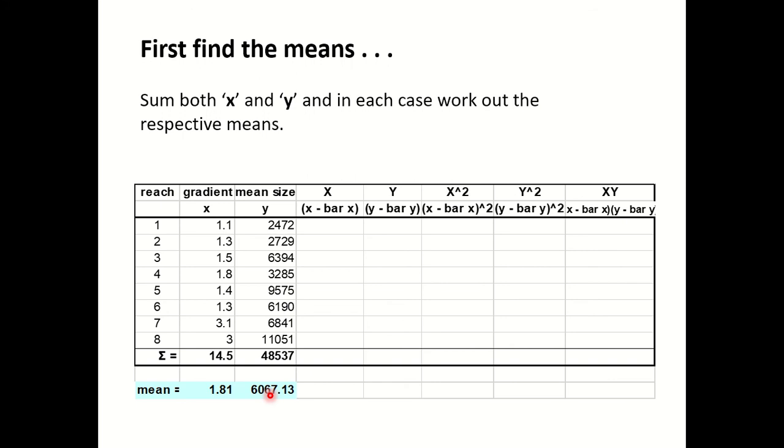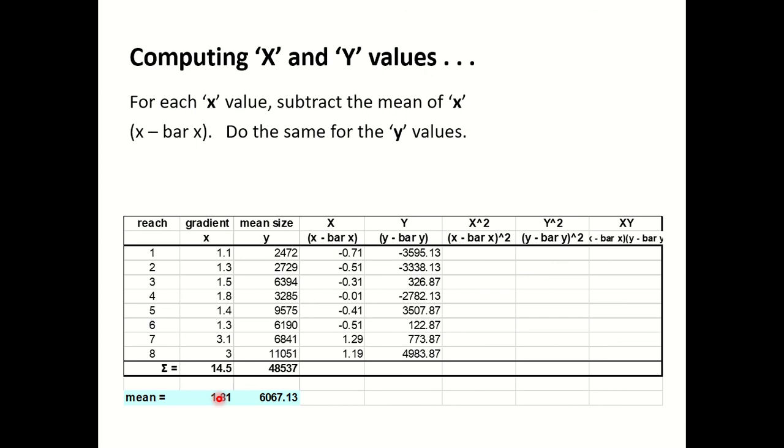Next, we fill in the next column along. x minus bar x. So we're going to take x and take away bar x. 1.1 minus 1.81 is minus 0.71. We're going to do this for both the x and the y columns. So y minus bar y. y, 2472, take away bar y. If you've forgotten, bar y means the mean of y. And if you've forgotten what mean means, then you need to go and review lesson 3.